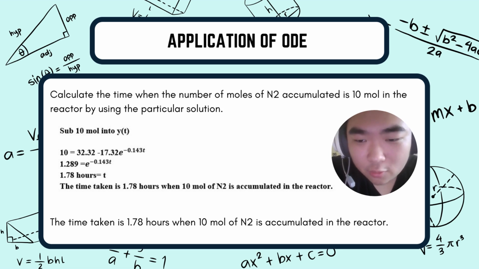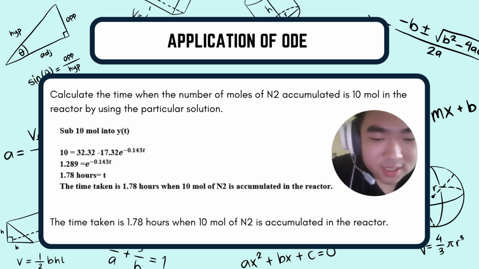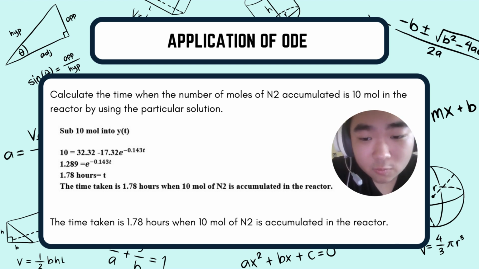And now we have our equation. We just solve it, and we'll eventually come up with a solution that t equals 1.78 hours. So the time needed to accumulate 10 moles of nitrogen in the reactor will be 1.78 hours. That is how we apply our ODE and our particular solution.